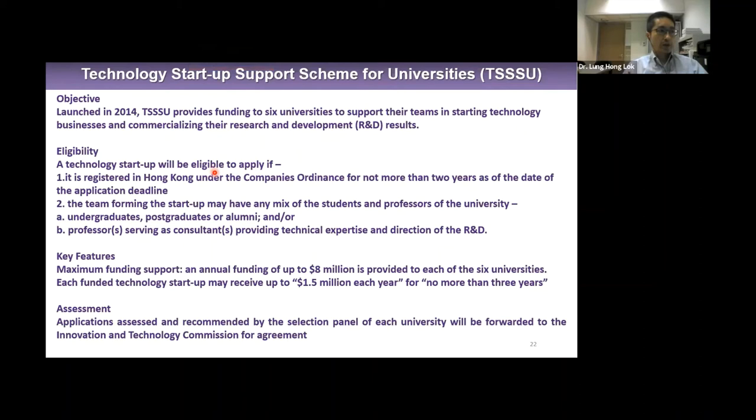As for team members, I think the ITC is encouraging graduate students to establish startup companies. So the team is a mix of students and professors. The students include undergraduate students, postgraduate students, and even alumni. The professors serve as consultants or advisors, giving technical support and direction to the company. The most important thing is how much they support. For each year, each startup company will receive $1.5 million, and they can renew for 2 years. So in total, 4.5 million Hong Kong dollars will be received for each startup company.